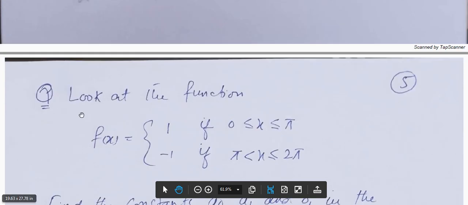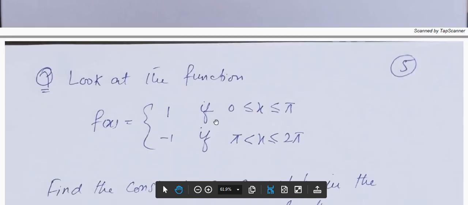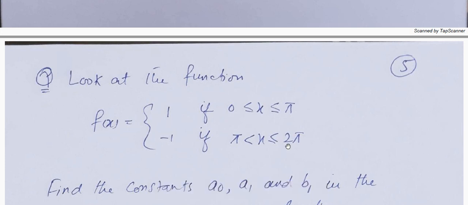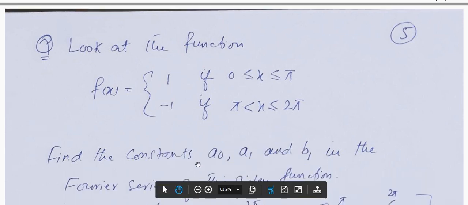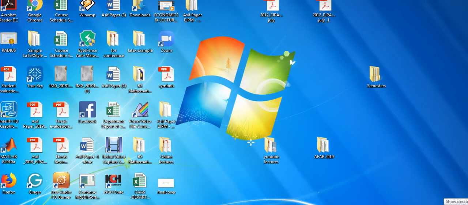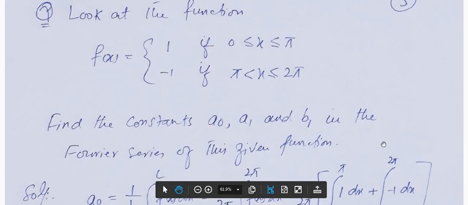Now another example is, look at the function f of x is equal to 1 if x varies from 0 to pi, and minus 1 if x varies from pi to 2 pi. Now you can see here the range of x is from 0 to 2 pi, so x varies from 0 to 2 pi overall. So it means, what is your L? Your L will be 2 pi. So now again the question is, find the constant terms a naught, a1 and b1 in the Fourier series of this given function.